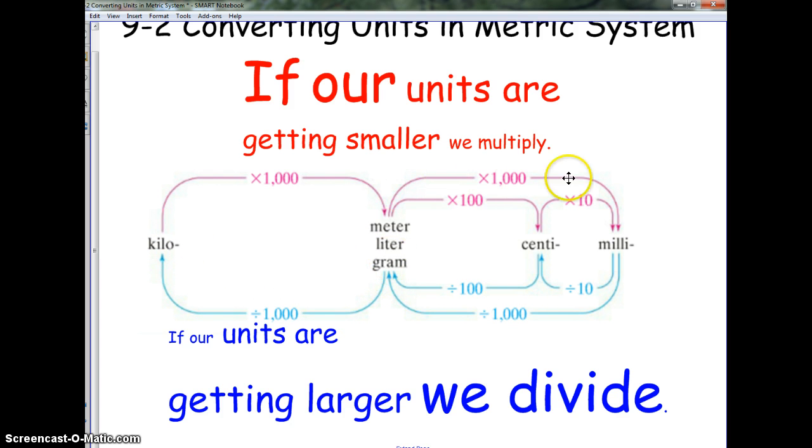This is a little flow chart that shows you what to do in each one of those situations. I'll be referring back to this chart. It should be in front of you at all times.